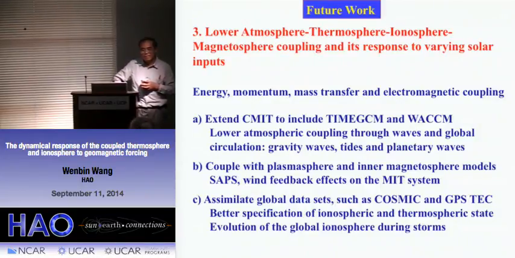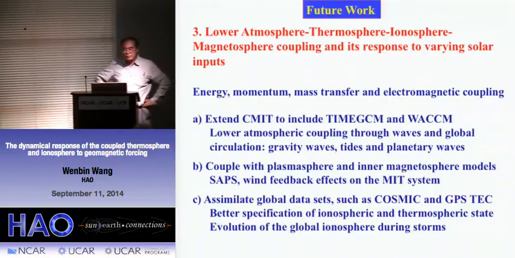The second question is about the SAPS, which looks like it's really important based upon your work. What are the big challenges in self-consistently calculating SAPS in the coupled model?